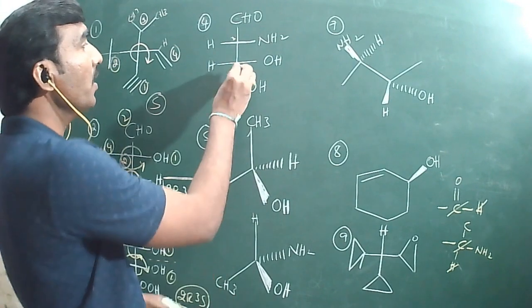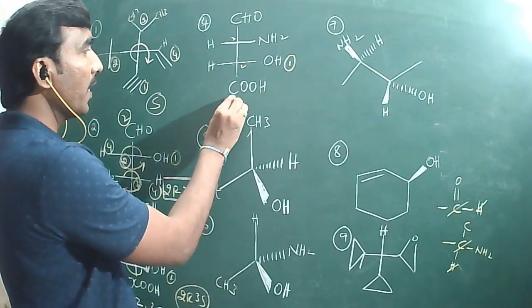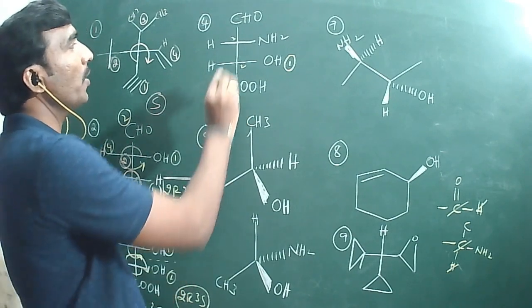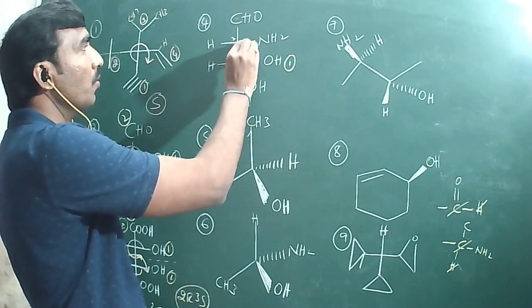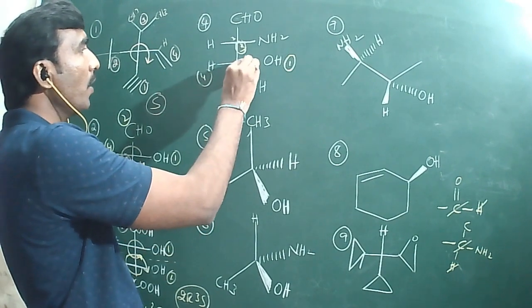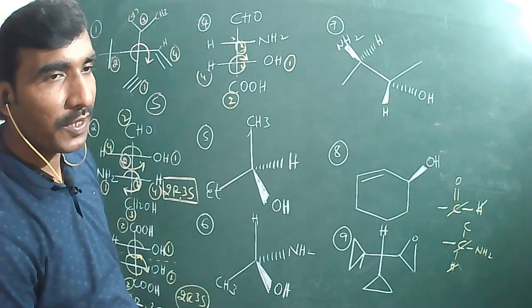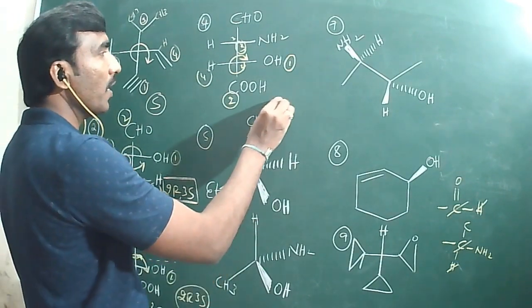Now tell me, at second chiral, first priority should be given to this one, second priority should be given to this COOH, third priority this entire group, and fourth priority here. 1 to 2, 2 to 3 clockwise direction, but the least priority group is on horizontal line. So what can I write? 2.